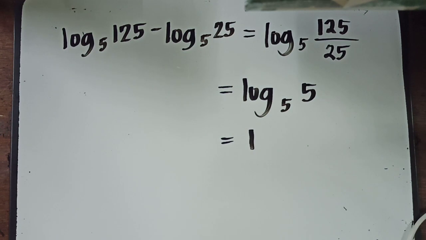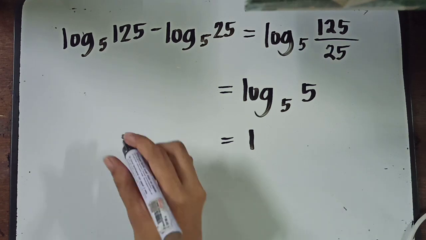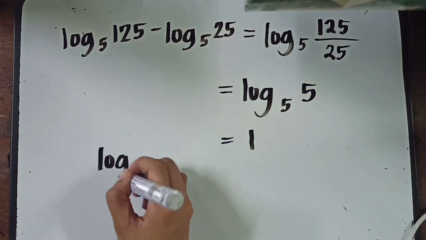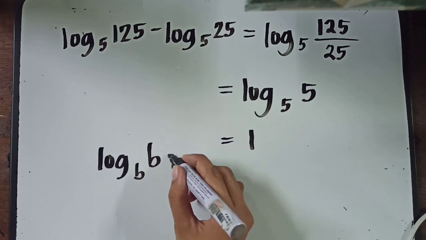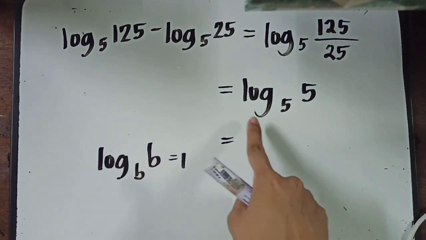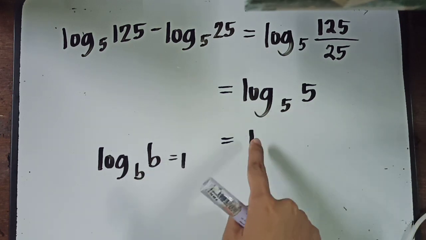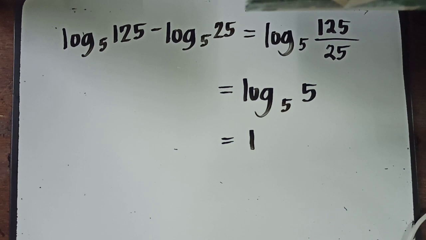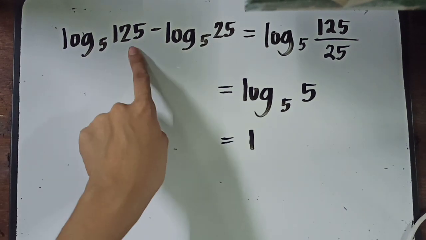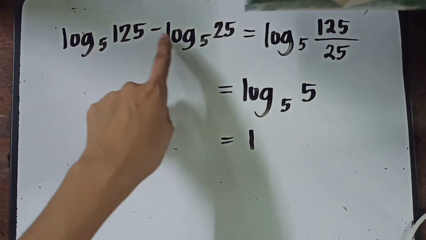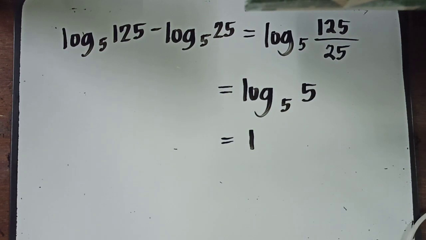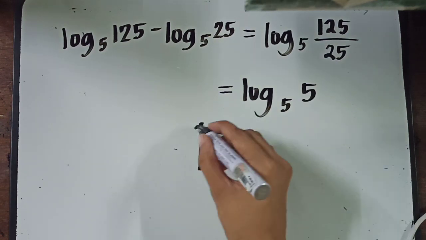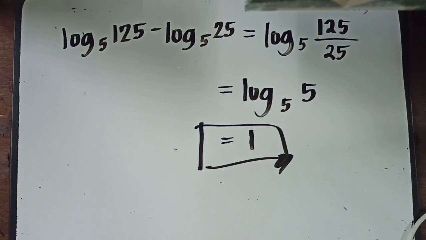Okay, so maaalala, we have this law of logarithm. So what is that law? If we have logarithm of b to the base b, the answer is always 1. And that is logarithm of 5 to the base 5. And that is equal to 1. Okay, so now, the value of our logarithm of 125 to the base 5 minus the logarithm of 25 to the base 5 is equal to 1.